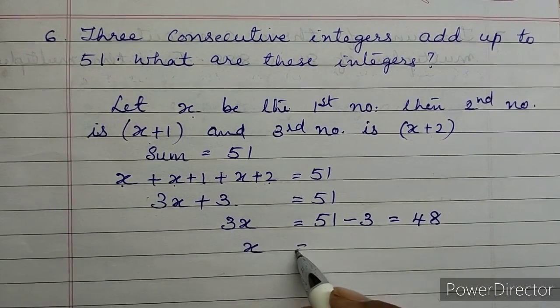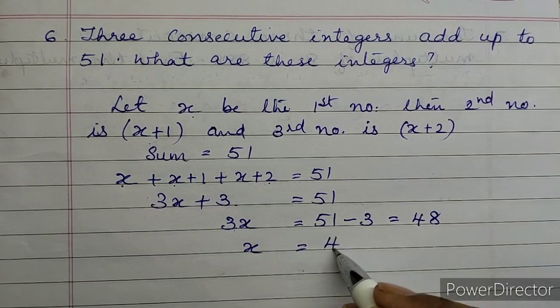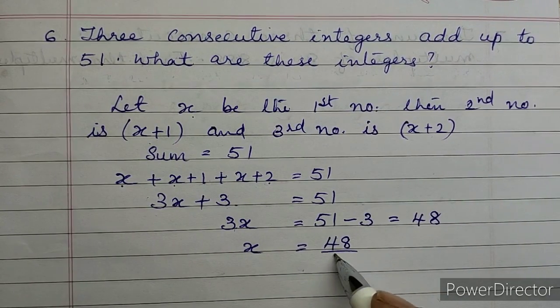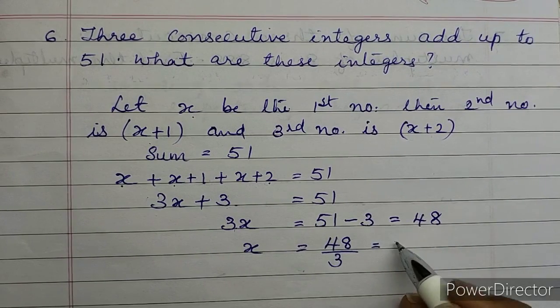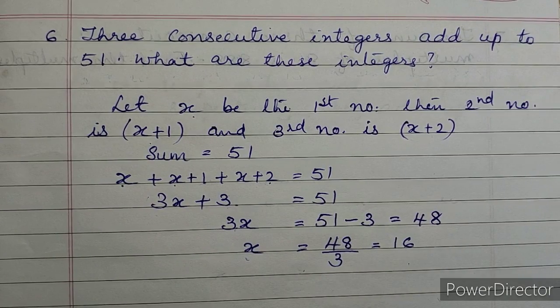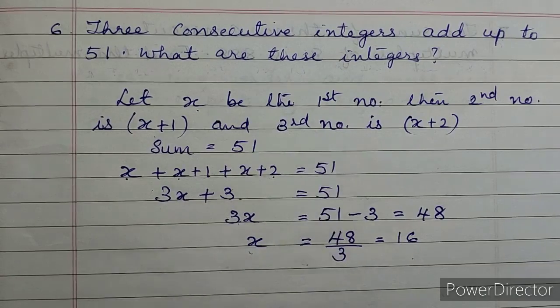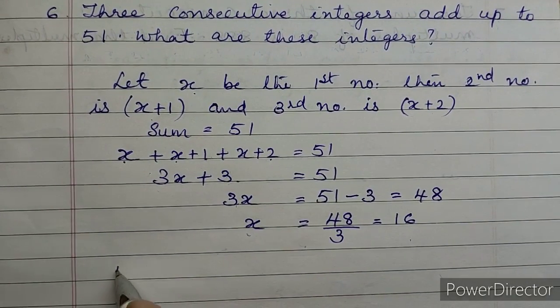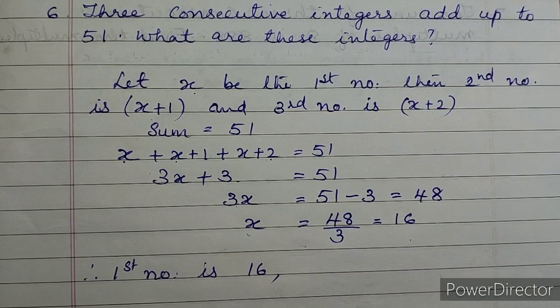What is x? Here it is multiplication, so this 3 will come as division. 48 divided by 3, cancel it, it will come 16. So x is equal to 16. Now come back to the first assumption. x is the first number, so you can conclude it. Therefore, the first number is 16.